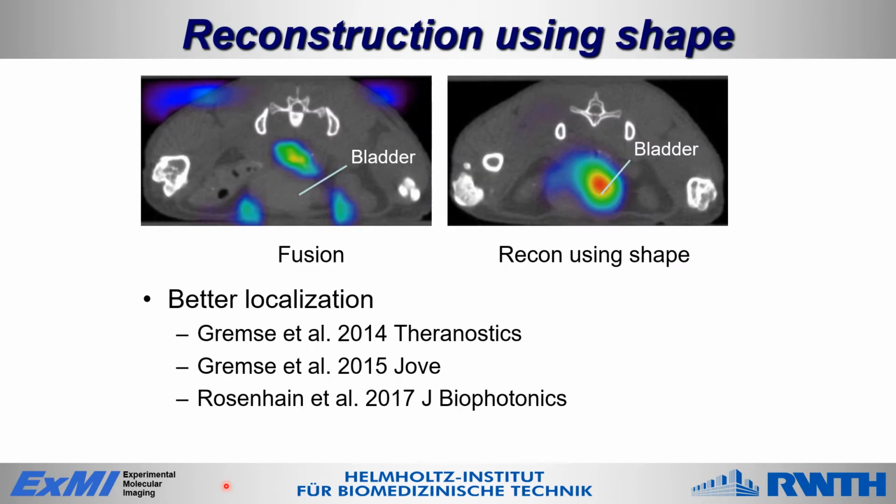The fluorescence reconstruction makes use of the shape, which has been generated based on the micro-CT data, and this is quite important. So on the left here you can see an example without the shape, and there you see signal in the air and around the urinary bladder. If we use the shape here, it looks much better, and the signal in this example is finally where it should be, in the bladder.